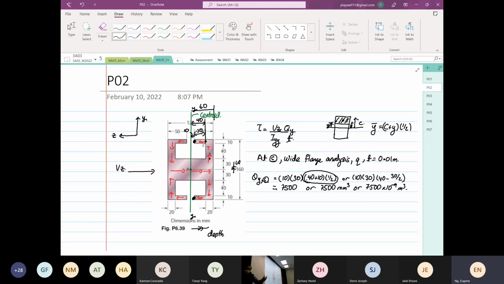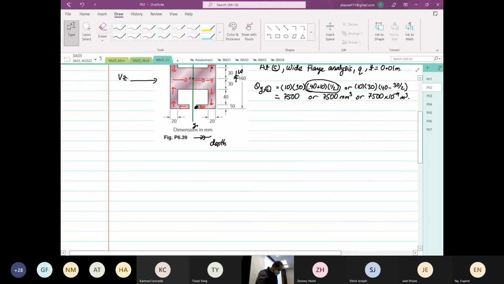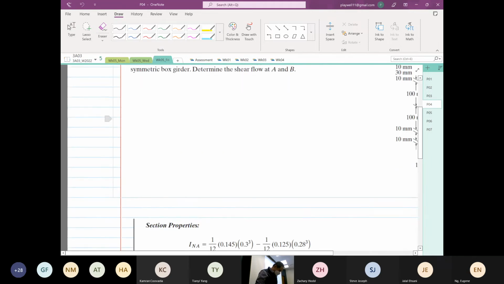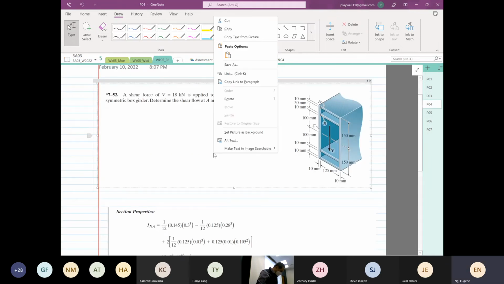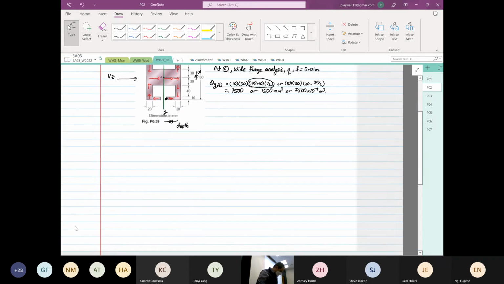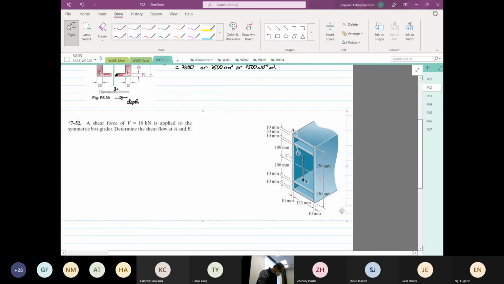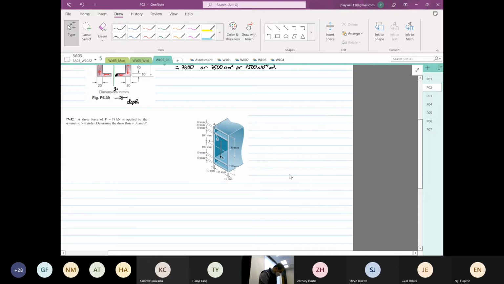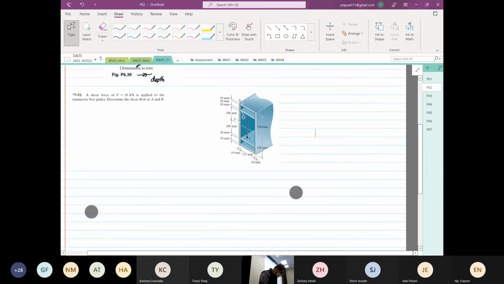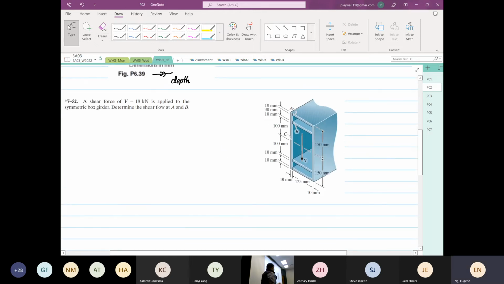Okay, let's look at another example. I like this one. I'm just going to focus on calculating the first moment of area.